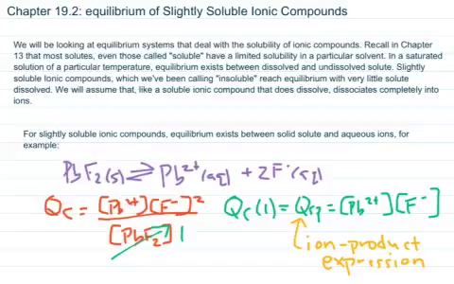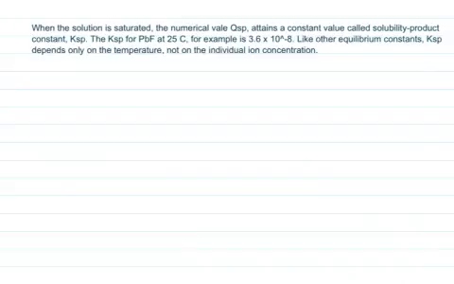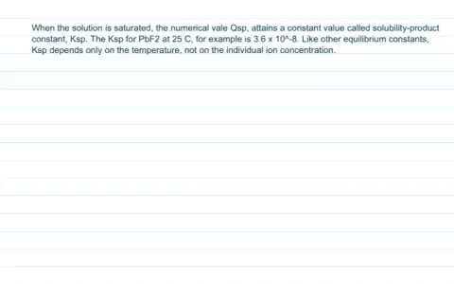Now, what is Qsp? Qsp is known as the ion product expression. So Qsp again is our ion product expression. When the solution is saturated, the numerical value of Qsp attains a constant value called the solubility product constant, Ksp. The Ksp for lead(II) fluoride at 25 Celsius, for example, is 3.6 times 10 to the minus 8. Like other equilibrium constants, Ksp depends only on the temperature and not on the individual ion concentrations.